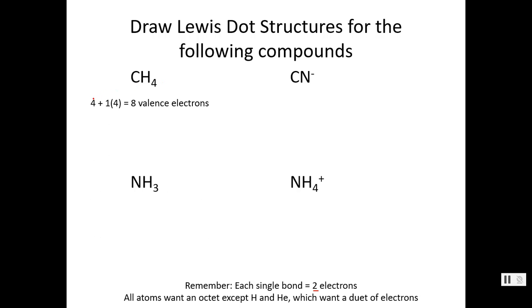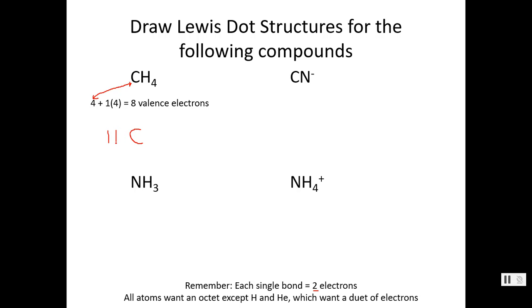Since carbon is in group 4, it contributes 4 valence electrons. Hydrogen is in group 1, so it contributes 1, but there are 4 of them in that molecule, so I multiply that by 4. Completing that sum, I have 8 valence electrons that I need to place in my Lewis dot structure. I start by writing down my first atom as the central atom. Your first atom is always going to be the central atom unless it's hydrogen. Hydrogens are always at the ends of bonds, not in the middle.